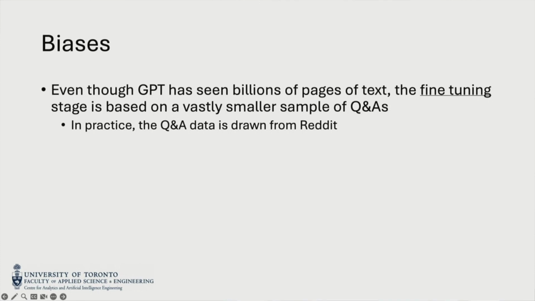In practice, the paper where OpenAI first proposed this approach describes using it with a data set that's drawn from Reddit. So there are significant biases stemming from the fact that there's only a subset of people who are using Reddit. And how are they writing answers? What kind of questions are they responding to, et cetera.